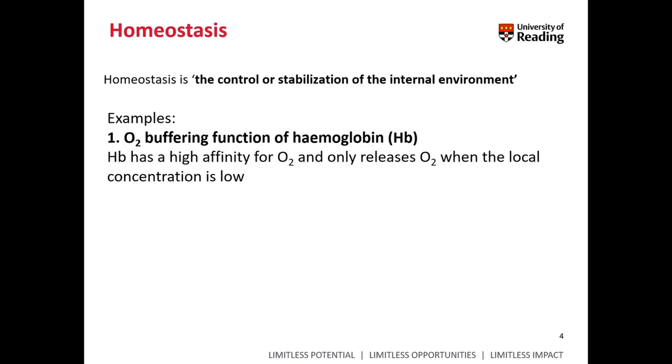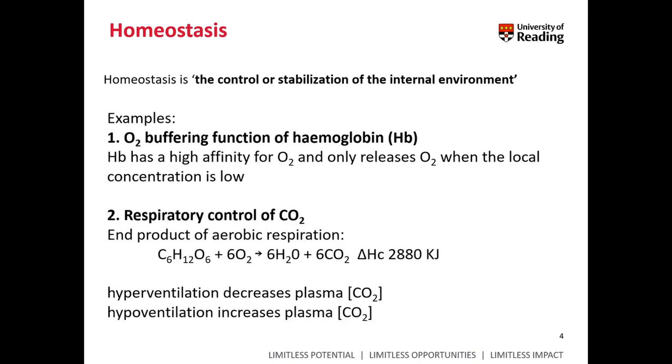Another example is the buffering function of hemoglobin towards oxygen. Hemoglobin has a high affinity for O2, and it releases O2 only if there are low partial pressures of O2 in the internal environment. So there's some sort of self-regulating mechanism there, due to the affinity of O2 for hemoglobin.